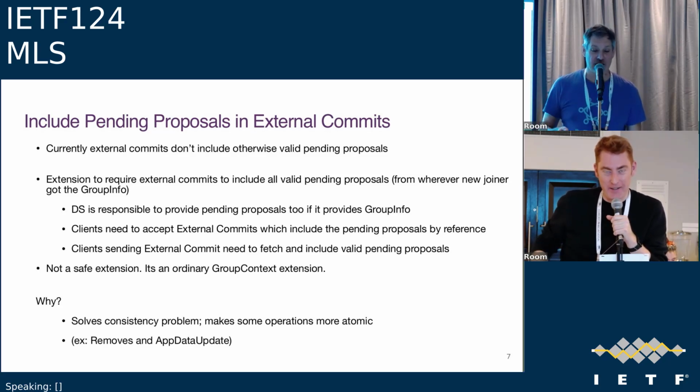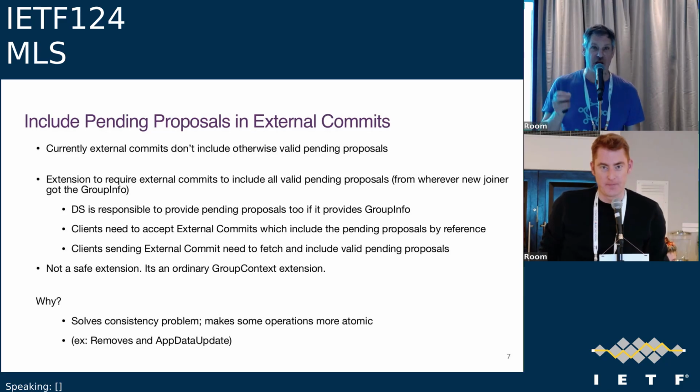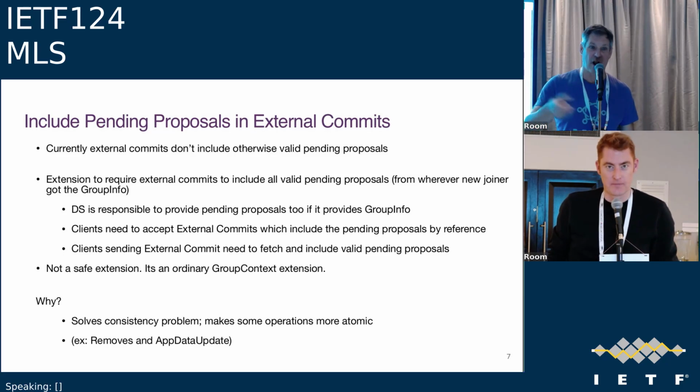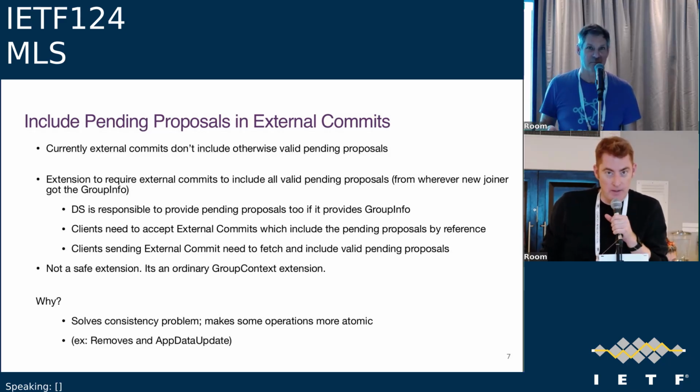So it says that when an external commit is processed, otherwise valid pending proposals are ignored. And then it goes on to say later that new proposal types could say that they can be included in external commits. Yeah, exactly. That's exactly where I was going.